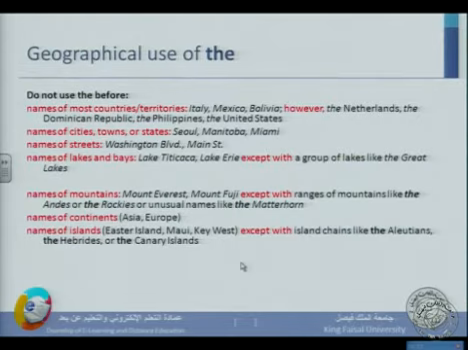Now let us talk about the geographical use of the. And here you need to memorize all of these uses.